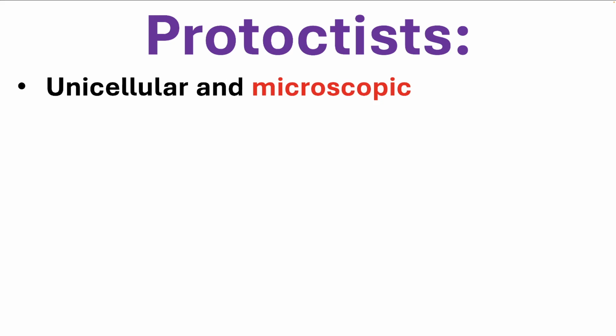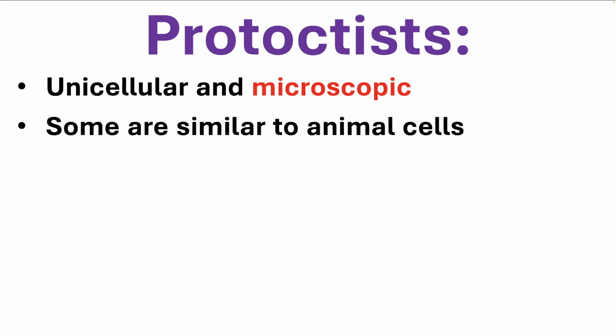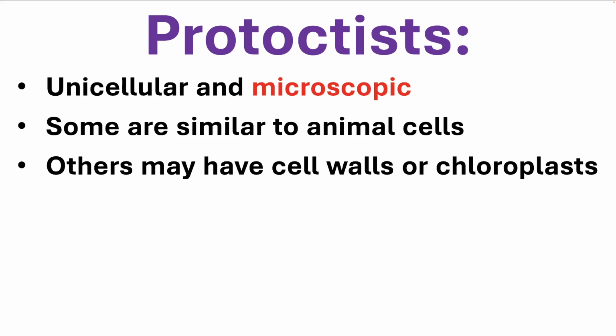Now, their structure is a little strange. Some of them have got features making them more like animal cells and feed on other organic matter, just like us animals do, while others have features that are similar to plant cells, as some of those protoctists can have chloroplasts, cell walls, and photosynthesize too.